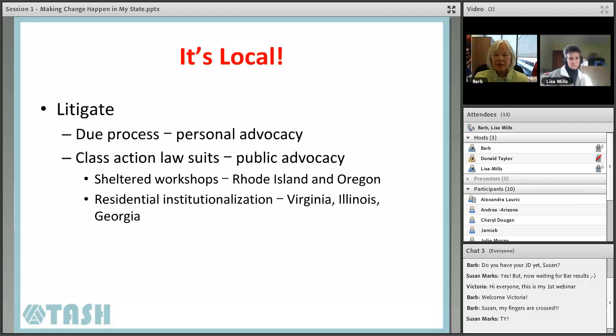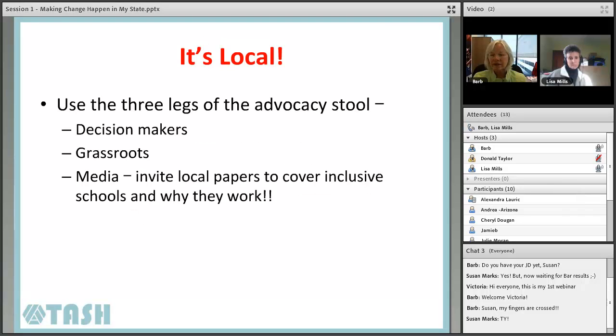So we're waiting and hoping for a class action lawsuit on restraint and seclusion, and also for a class action lawsuit on systematic segregation of students, perhaps by disability category. Those things would be extremely powerful, and it's really overdue for us to have suits like that.